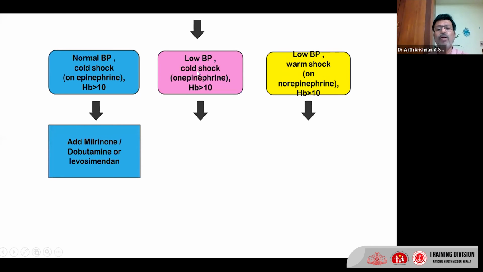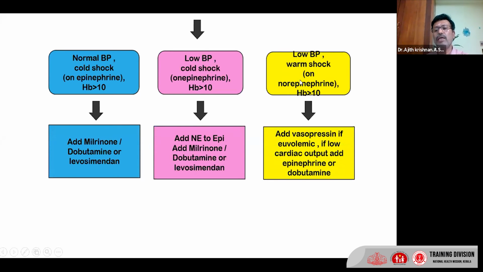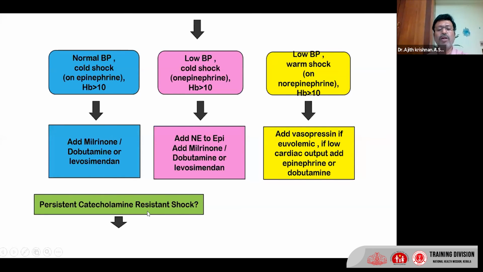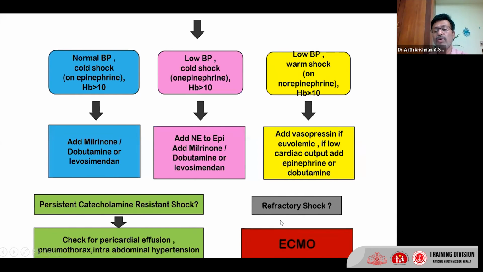So low BP, cold shock, still low BP even after adrenaline. There you can use norepinephrine because norepinephrine increases the BP, and for cold shock you can use milrinone or dobutamine or levosimendan. And low BP with warm shock, already on norepinephrine, you can add vasopressin. If it is a persistent catecholamine resistant shock, then you check for other causes. Is there any cardiac tamponade, pneumothorax or intra-abdominal hypertension? And if it is a refractory shock, there is a role for ECMO.